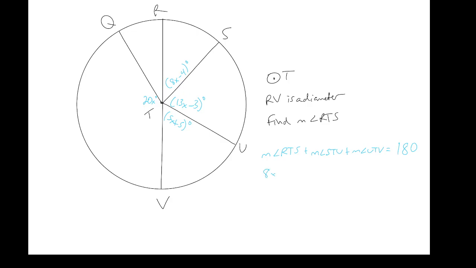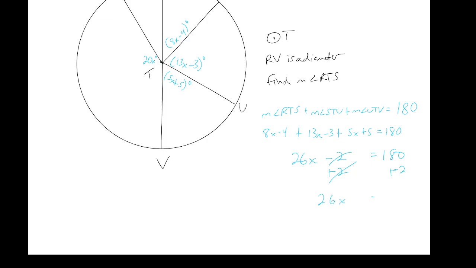So we have 8x minus 4 plus 13x minus 3 plus 5x plus 5, and that's equal to 180. Now we're going to combine all of our like terms, right? 8x, 13x, and 5x, which is going to be 26x. And then we have negative 4, negative 3, and positive 5, which is minus 2. That's all equal to 180. Add 2 to both sides. So I have 26x is equal to 182. I divide by 26 on both sides, and x is equal to 7.